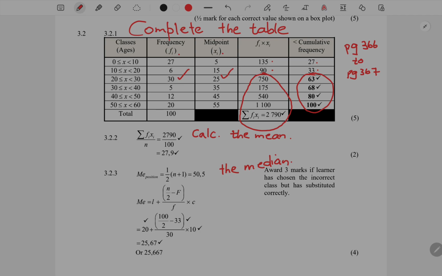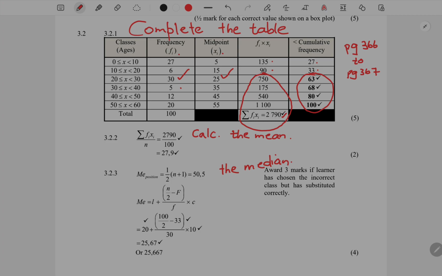30 times 25 is 750. 5 times 35 gives you 175. 12 times 45 is equal to 540. 20 times 55 is equal to 1100. Then, how to get this answer, because there's a mark here? You are going to add 135 plus 90 plus 750 plus 175 plus 540 plus 1100, then it's going to give you 2790. So we are done with this column.